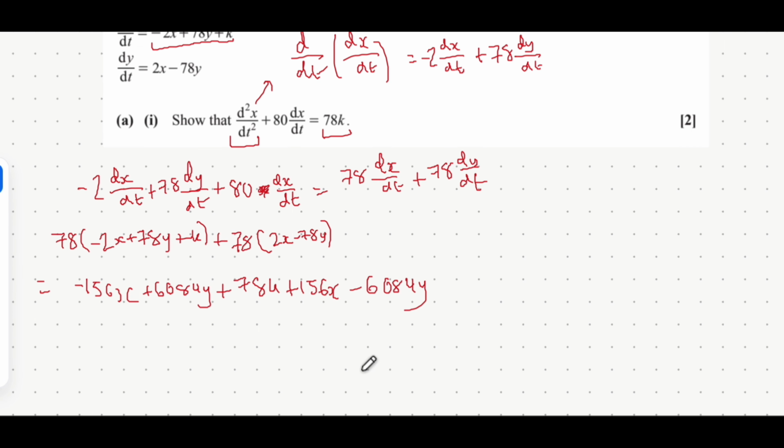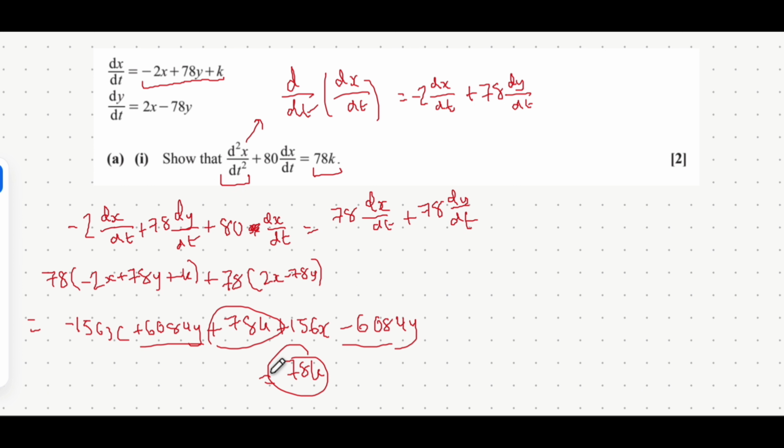If we now collect like terms, what we'll see is that the minus 156x cancels out with the plus 156x. The plus 6084y cancels out with the minus 6084y, leaving you with just 78k. And just like that, we've proved this equation is true, and now we can go on to solve this for second order differential equations. I'll make a separate video about that part of the question, but I just wanted to make it very quick and simple for those that struggle only with this part of the question.